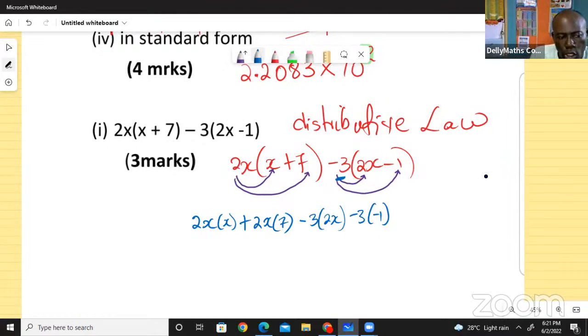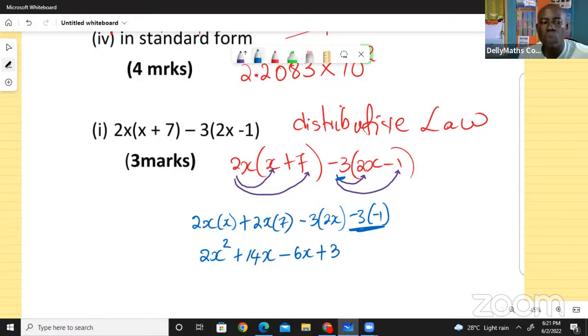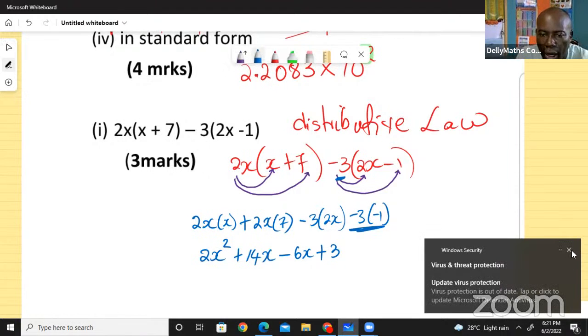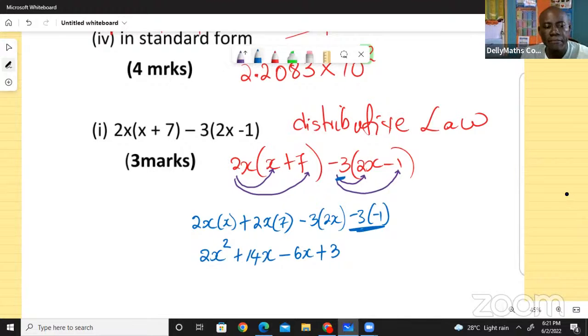Now let's work it out. 2x times x will give us 2, but x raised to the second power. Then now we have 2x times 7. Let's take a look. 2x times 7, 2 7s 14 with the x. Moving forward, negative 3 times 2x will give us negative 6 with x. Then negative 3 times negative 1 will give me a positive 3. Now, this is what we have. But guess what? We now need to look to see what's going on and then simplify where necessary.